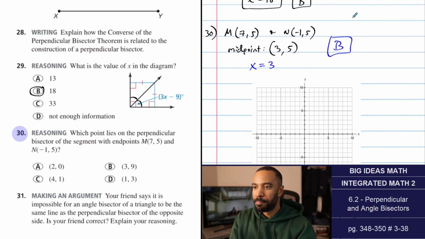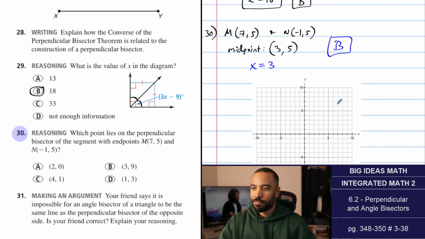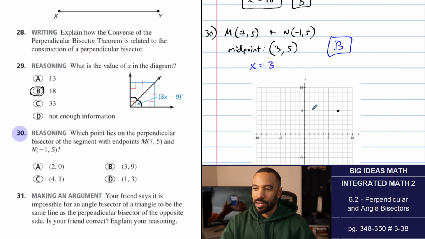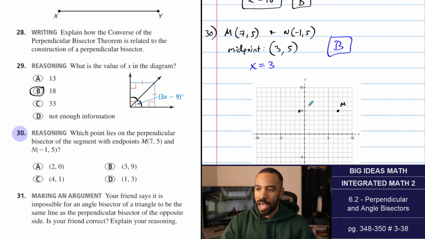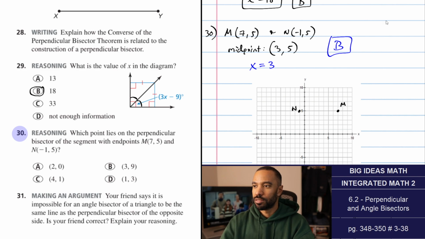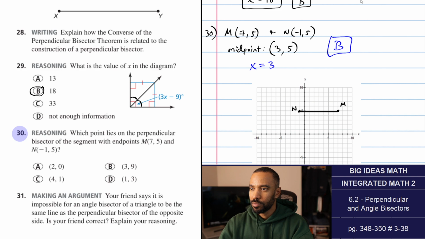So M is at 7,5. N is at negative 1,5. So here's M, here's N, here's that segment. Okay, the midpoint, that's a thick segment. The midpoint is at 3,5. This guy right here, 3,5, boom.